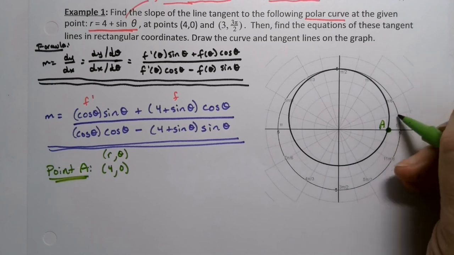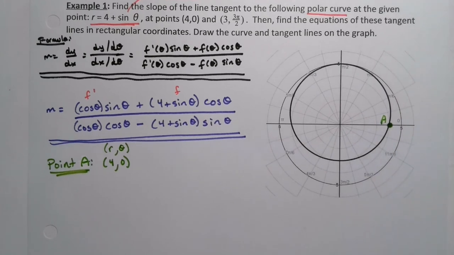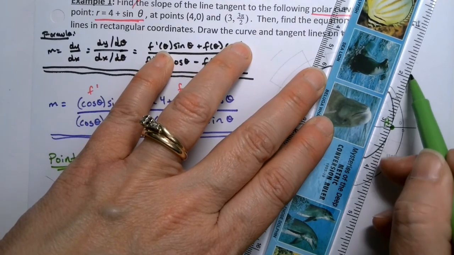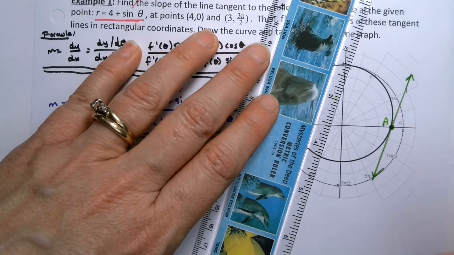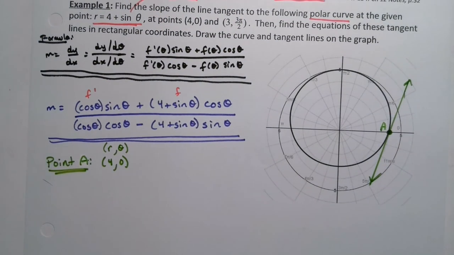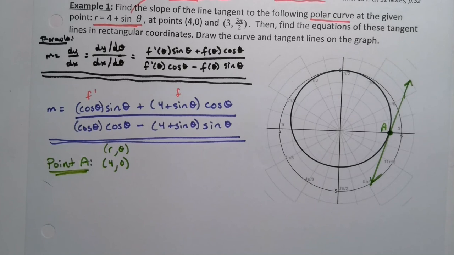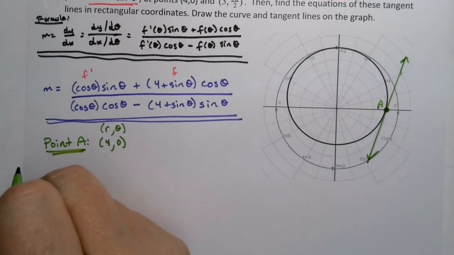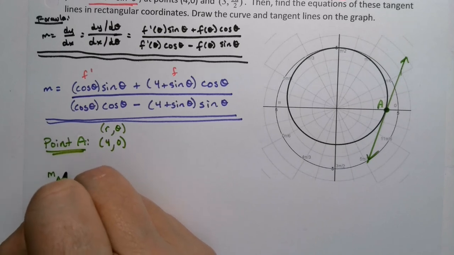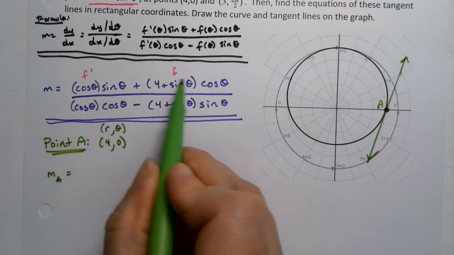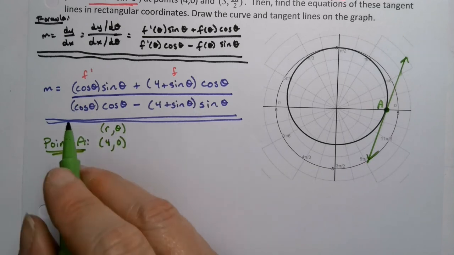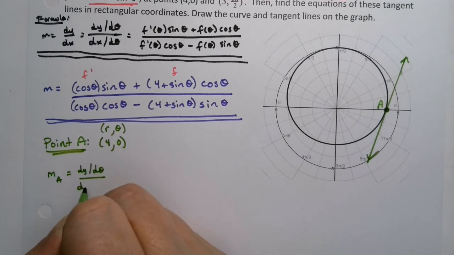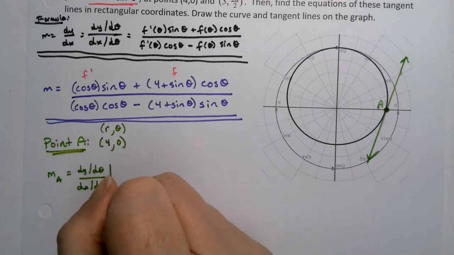Okay, and I can see there's a tangent line. Let me grab my handy dandy aquarium ruler and draw the tangent line. There we have it. That's lovely, but I need to find the slope of that line. That's what I'm looking for. So the slope at point A would be equal to this whole function at that value. It'll be dy/dθ over dx/dθ, but at the point (4, 0).